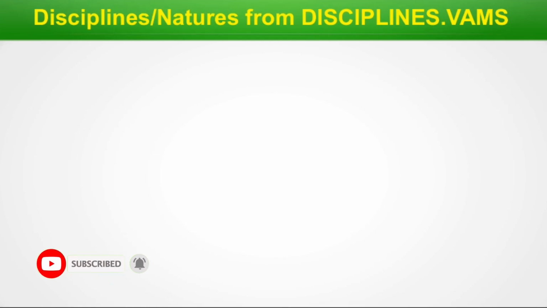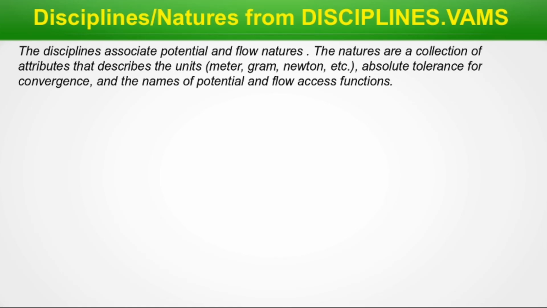Before going further, as we know that Verilog-AMS is a bit different from Verilog digital. So what makes it different? Here, disciplines and natures are defined specific for analog circuits. Now, the discipline associates potential and flow together. The natures are the collection of attributes that can describe the units, absolute tolerance, convergence, and names of the potential and flow access functions. So let's exemplify.